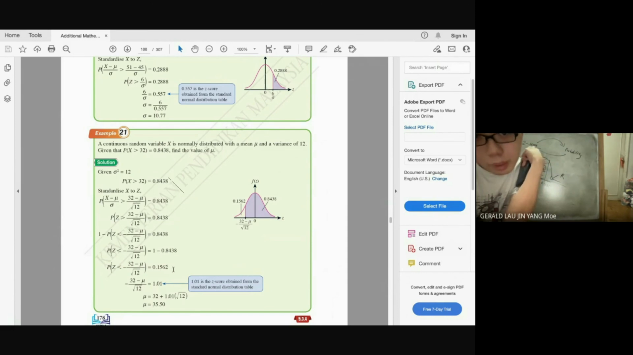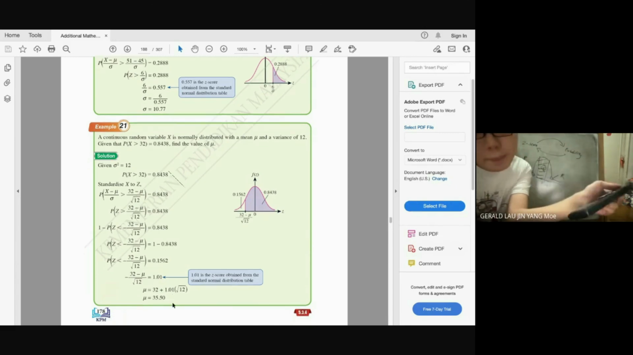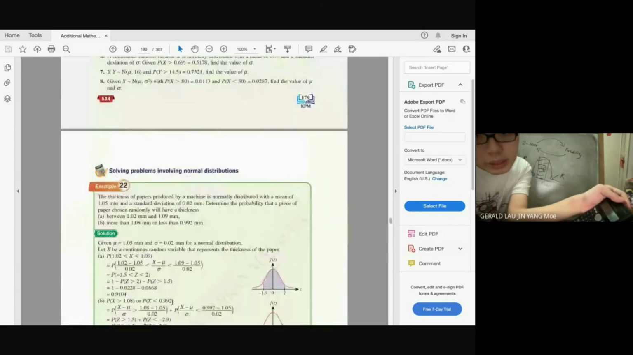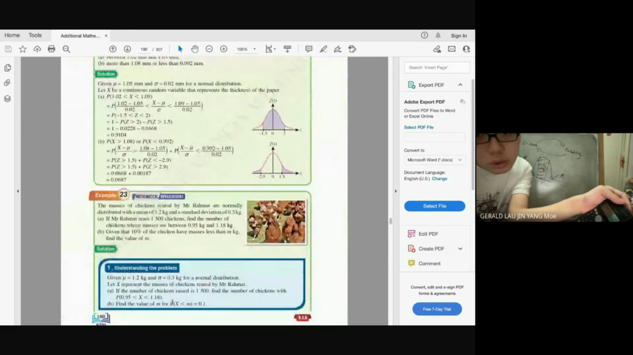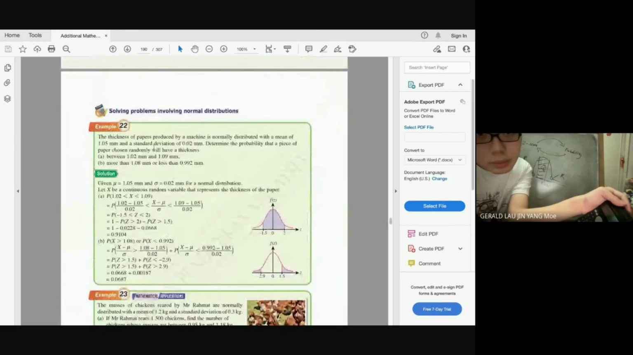This is your probability. Okay, this is your probability. And then from this probability, you find your z-score. So your z-score is 1.01. Okay, 1.01. And then you times the root 12, you plus 32. So you get 35.5 is your mean. Okay.